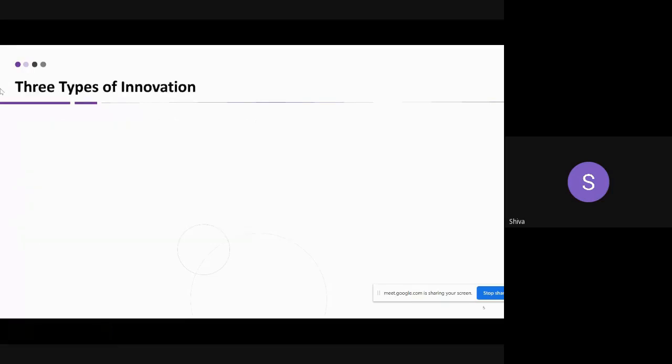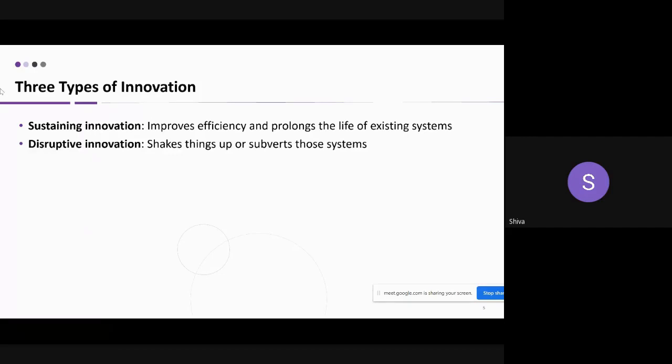Now I'm not going to get heavy on this, but just remember, please, it's important for you to learn. Three types of innovation: sustaining innovation. Every one of us knows this. Improves efficiency and prolongs the life of existing systems. Disruptive. This is my favorite topic. I have a lot of tools for disruptive innovation. I have been practicing disruptive innovation for God knows how long. Shakes things up. There are some brilliant tools in lateral thinking to actually deliberately disrupt things.